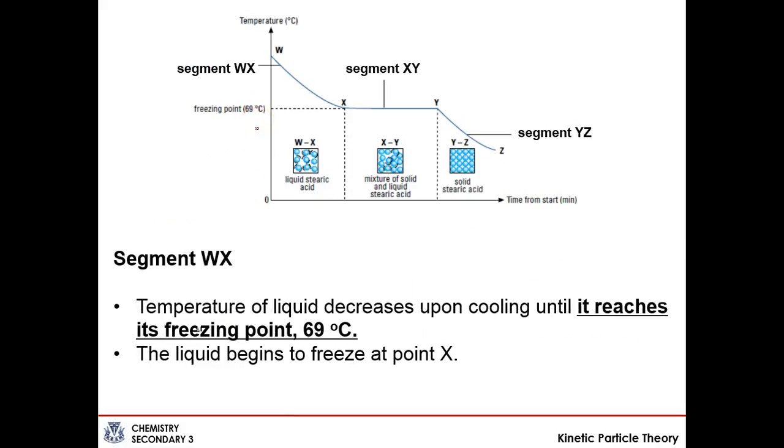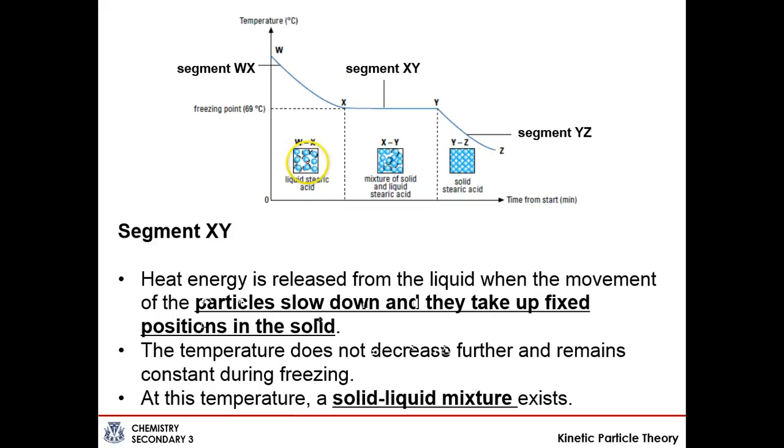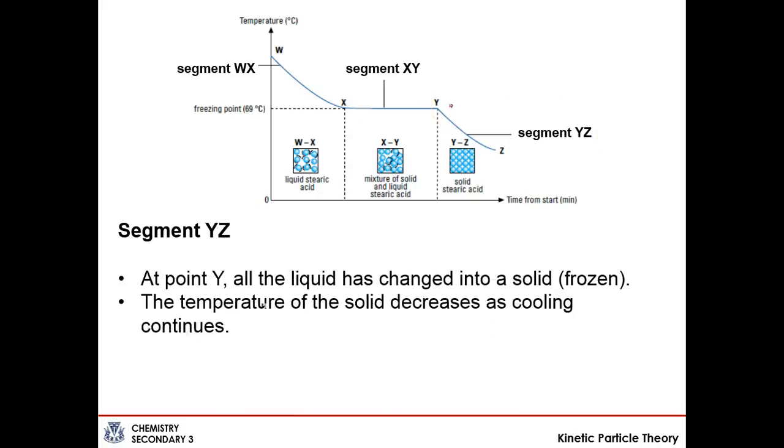So let's go through each segment again. Temperature drops until it reaches its freezing point, which is actually the same as the melting point. As it freezes, the particles move more slowly and take up fixed positions. Solid particles are closely arranged, orderly, and in fixed positions. So they slow down and take up fixed positions until eventually the solid state forms, under segment YZ. Temperature also remains constant during freezing. Eventually all the liquid has changed into a solid.